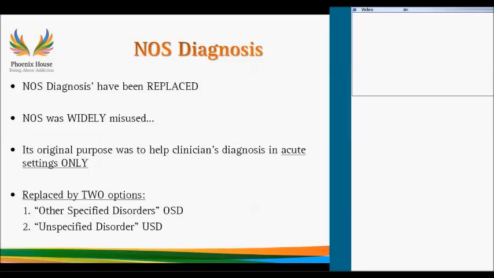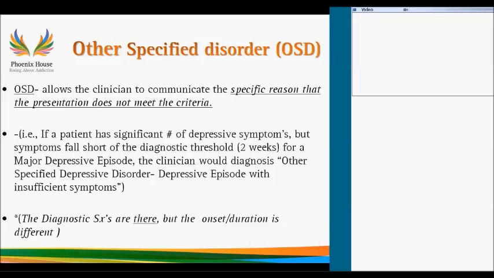So what they did was they said, okay, NOS is specific, but not specific enough. So to help us not let our patients just wander off with they have something, we're just not sure what, they broke it down. So NOS is now being replaced by two options: other specified disorder or unspecified disorder. So just hear me out. This is kind of a long slide, but other allows the clinician to communicate the specific reason that the presentation does not meet the criteria.